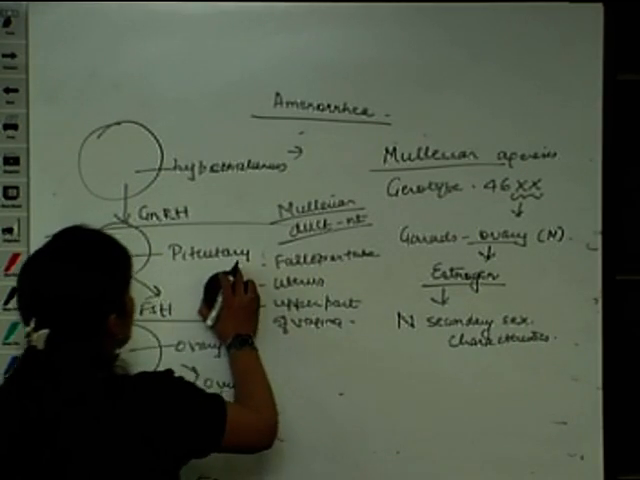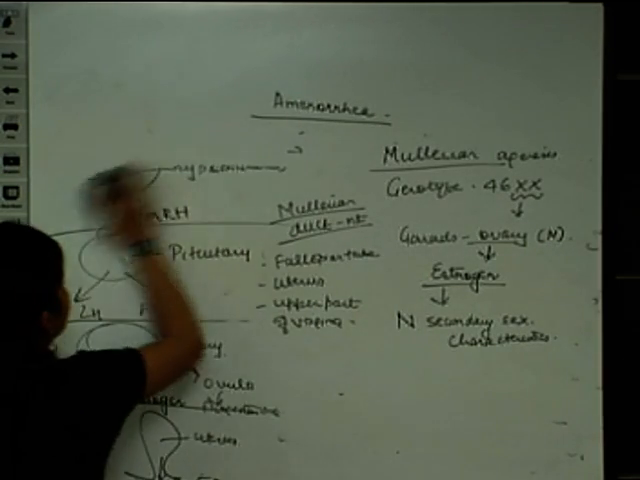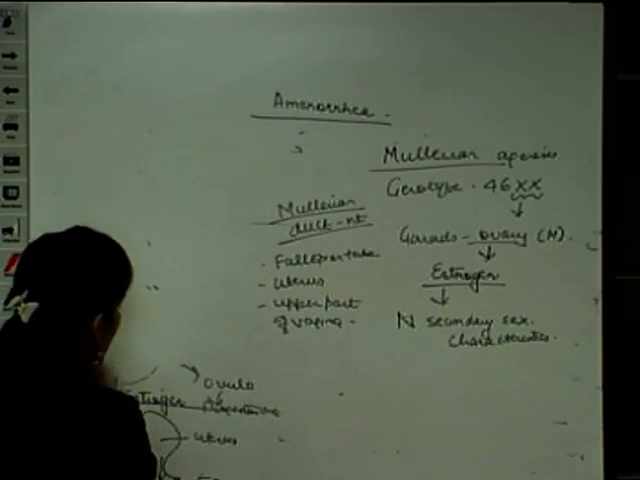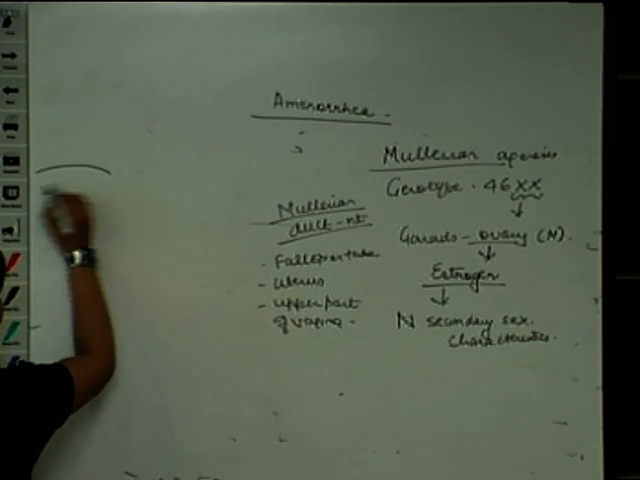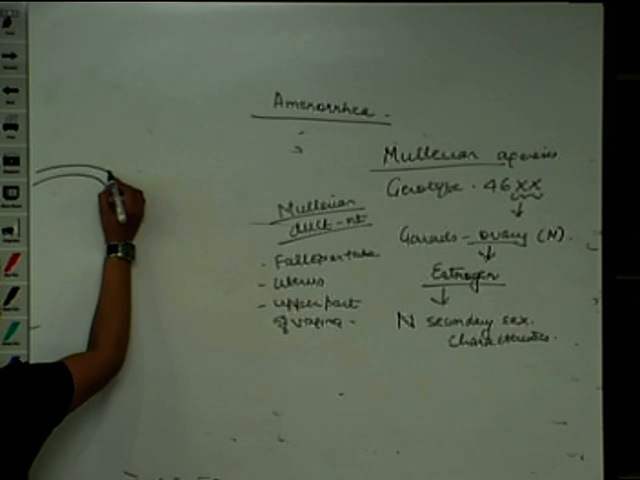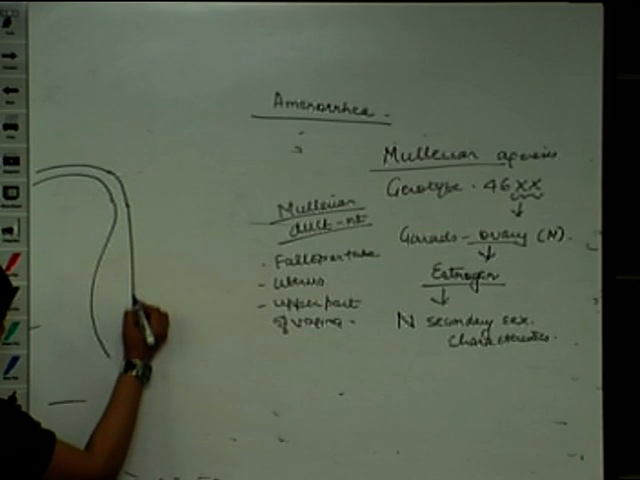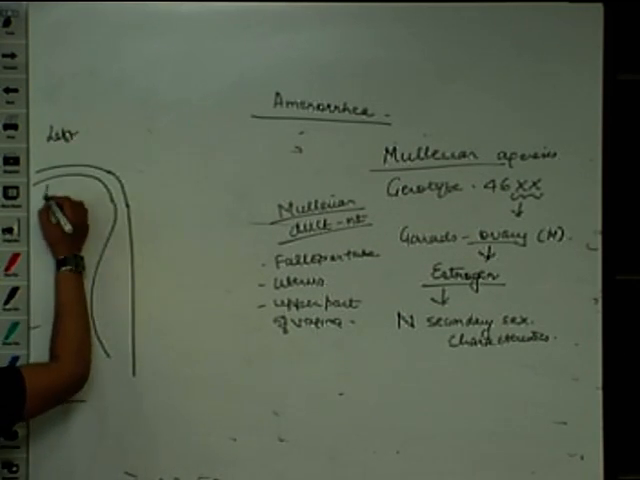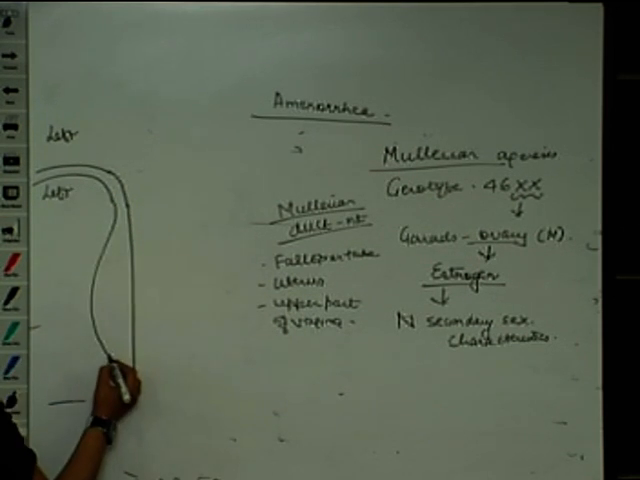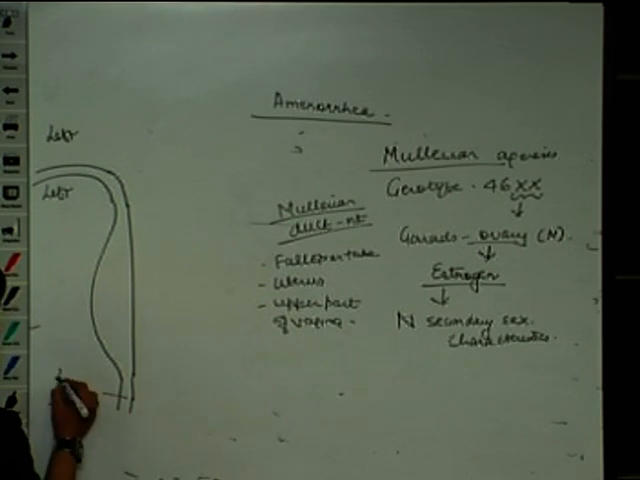Now when the Mullerian duct is formed, it grows from above downwards, and it leads to the formation of fallopian tube. Half of the uterus of one side, if this is left side Mullerian duct, it will lead to left side fallopian tube, left half of the uterus and left upper part of vagina.